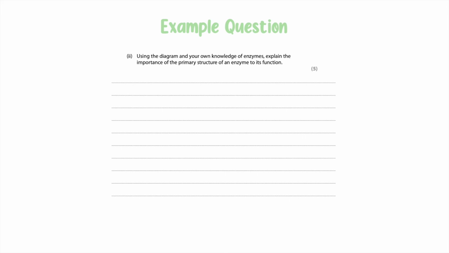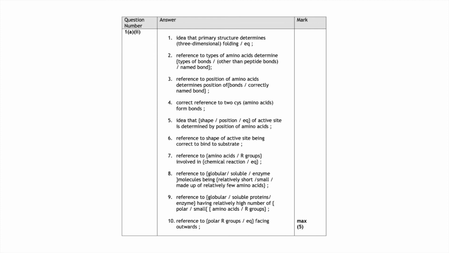Here we're going to look at another example question, which is bigger, using the same diagram as before, and your own knowledge of enzymes. Explain the importance of primary structure of an enzyme to its function. Again, you can pause it if you would like and write down your answer, or you can just think about it. This is the mark scheme. There are 10 points you can write about.